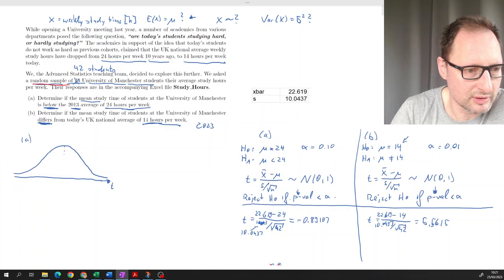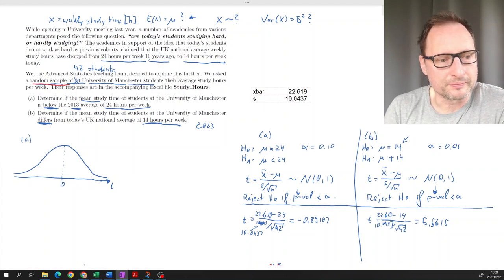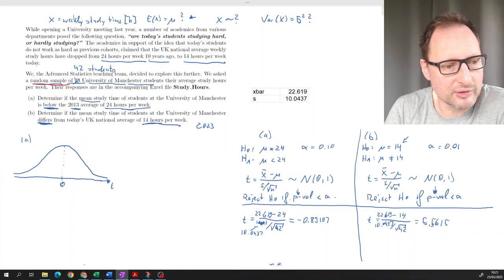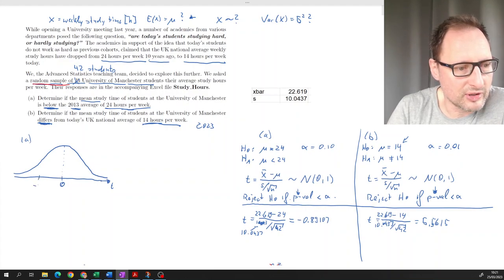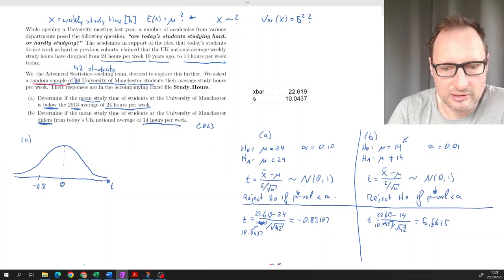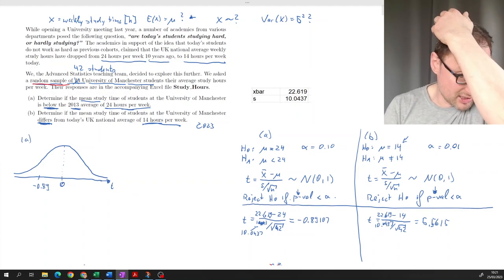Well, that's what we use the central limit theorem to help us with. So that is, of course, centered around zero. Our test statistic is negative 0.89. So it's around here. So now we need to decide what's the p-value.